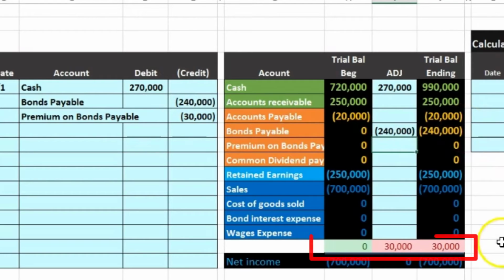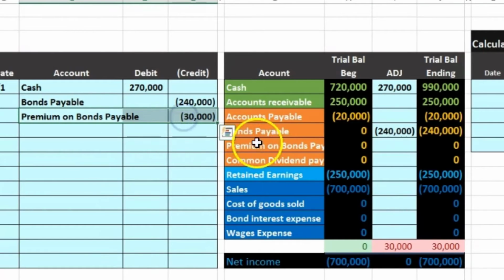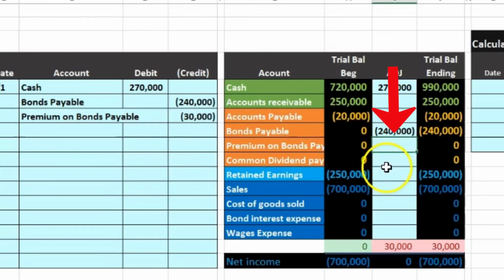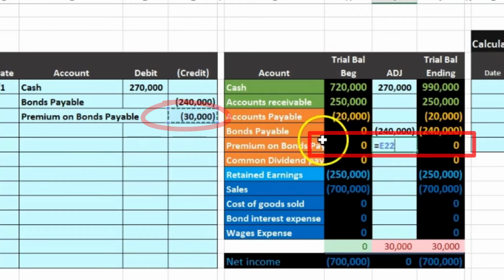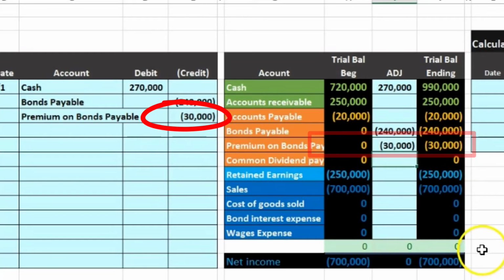We are of course out of balance by the last part that we must post at this time, which is going to be the premium. So here's the premium, here's the premium. We're going to post it to the middle column in I-24. We'll select equals and point to that 30,000. That's going to make this go up to 30,000 and put us back in balance.